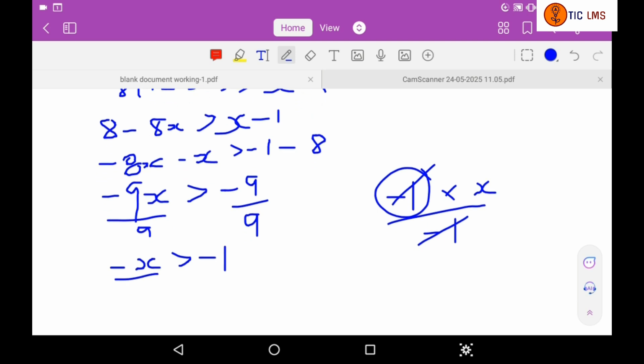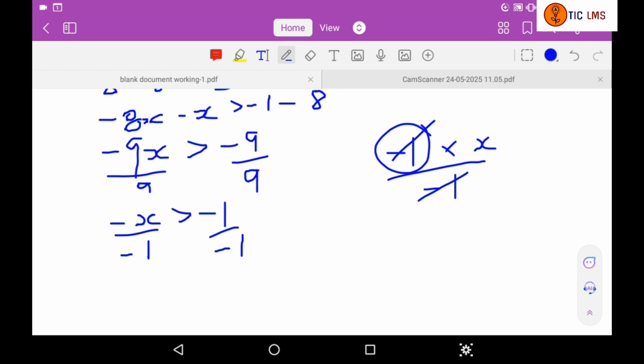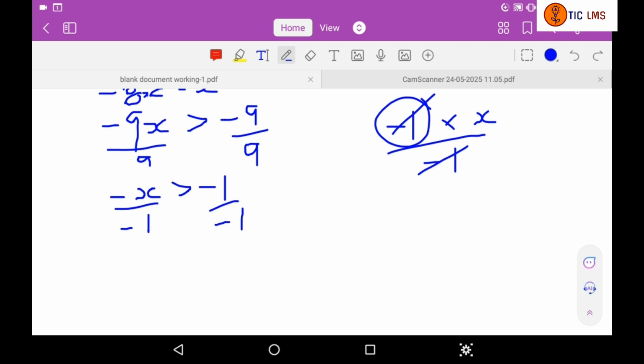So if you divide by negative, something is going to happen. Immediately you divide by negative, the sign changes. Okay? That is, this greater than sign is going to change. So you're going to have x is less than 1. Here we have negative 1 on the right hand side before, so it goes and then we have 1 left.